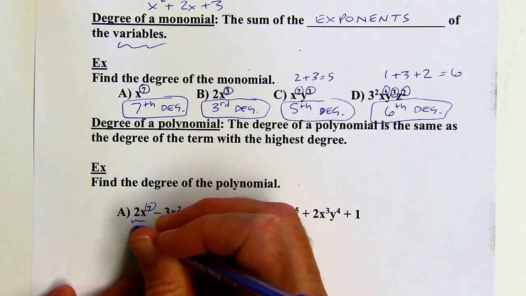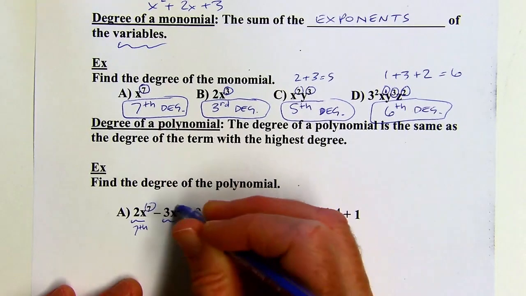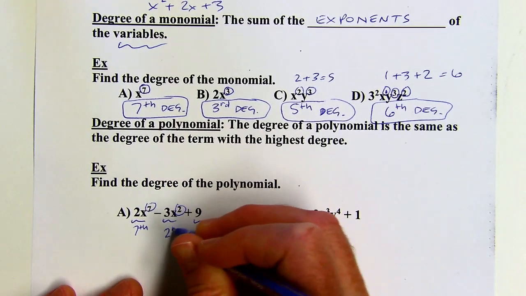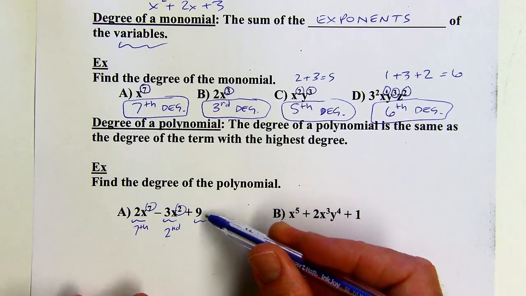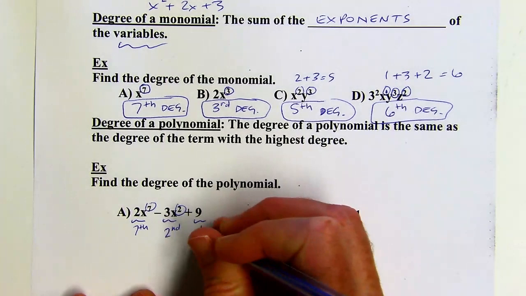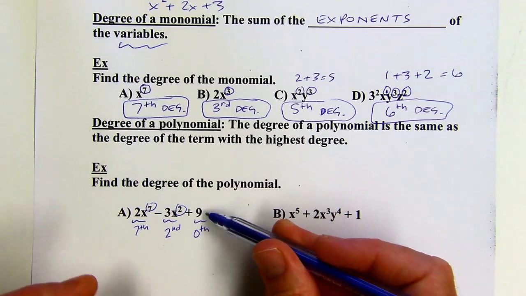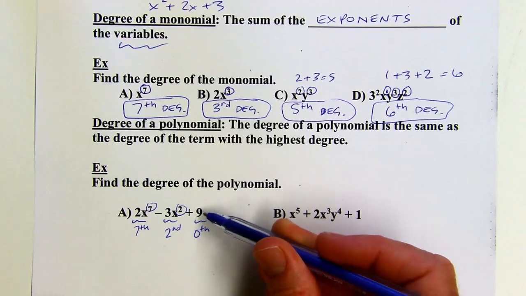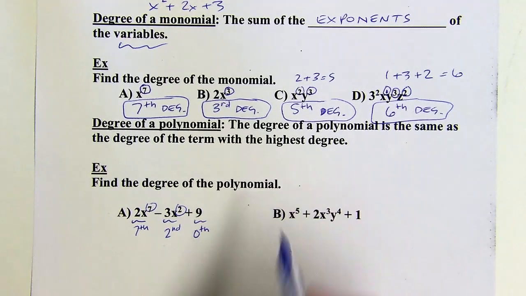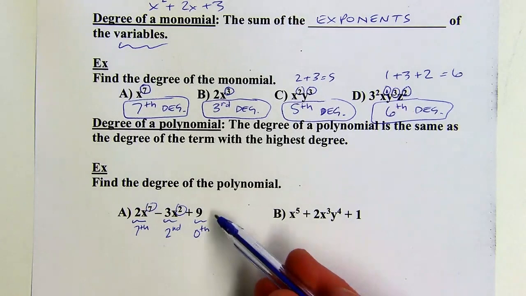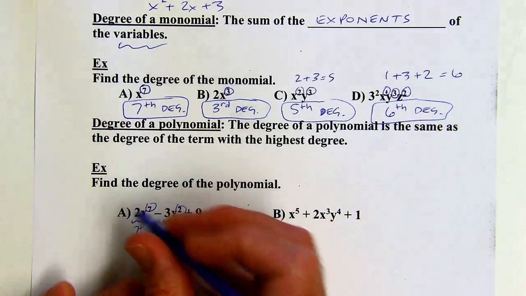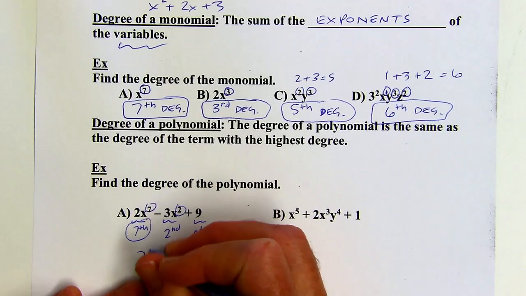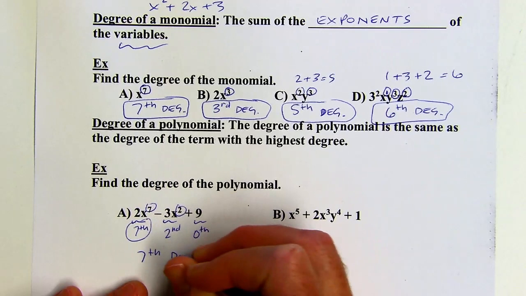So this one is 7th degree, right? And then this middle term is going to be 2nd degree. And this last one, since there's no variable, it's actually going to be 0th degree. Because you could write an x to the 0th after the 9. X to the 0th equals 1. So if it's just a number, a constant, it's considered 0th degree. And then I just look for the highest degree term out of those, which is this one. So that means that this whole polynomial is 7th degree.